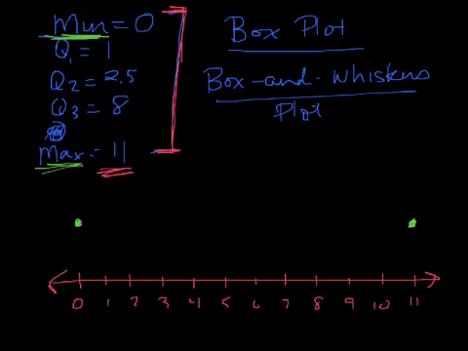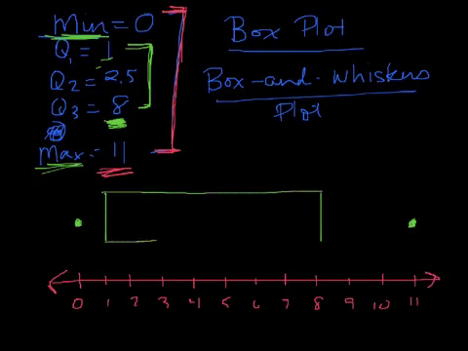The box comes from boxing in these numbers from 1 to 8. So above Q1, my Q1 is 1. I go to 1 on the number line, and I'm going to draw the left side of my rectangle right above that number 1. The right side of my rectangle, I'm going to draw above Q3, which in this example is 8. So I've got the left and right side of my box ready, and I can go ahead and enclose my little box.